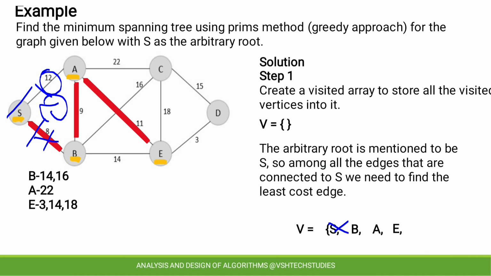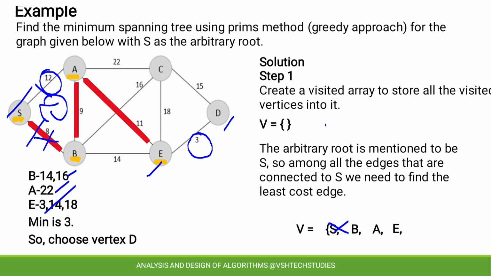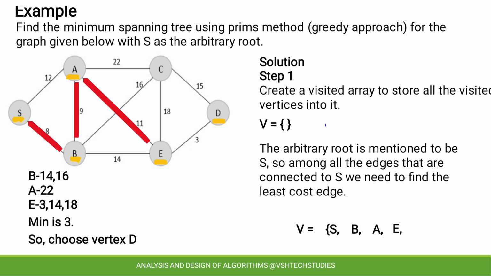So we have for B, A, E, the minimum among these is 3. Hence we have to choose vertex D, because the edge with 3 weight is present here, connecting E and D. So D is marked here. D is added in the MST vertices list. E and D are connected. And this is the status till this step.